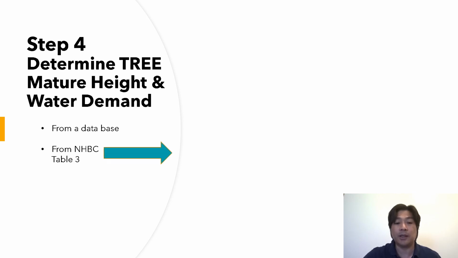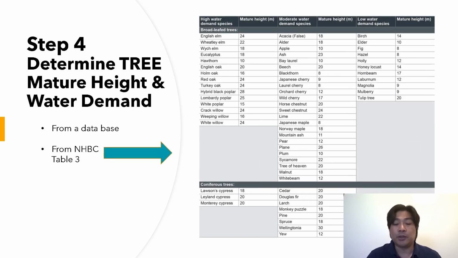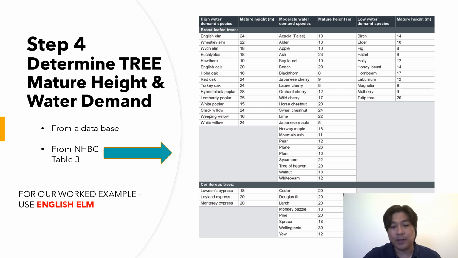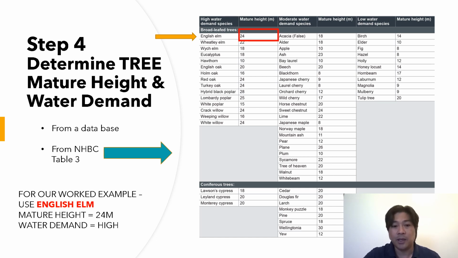It's table 3, reproduced on the right of the screen. To use this table, for example purposes, we will use the tree called English elm, which is at the top of the line pointed by the yellow arrow. The matured height of it is 24, as you could see on the square box, and the water demand is high. So an English elm is a broad-leafed tree.